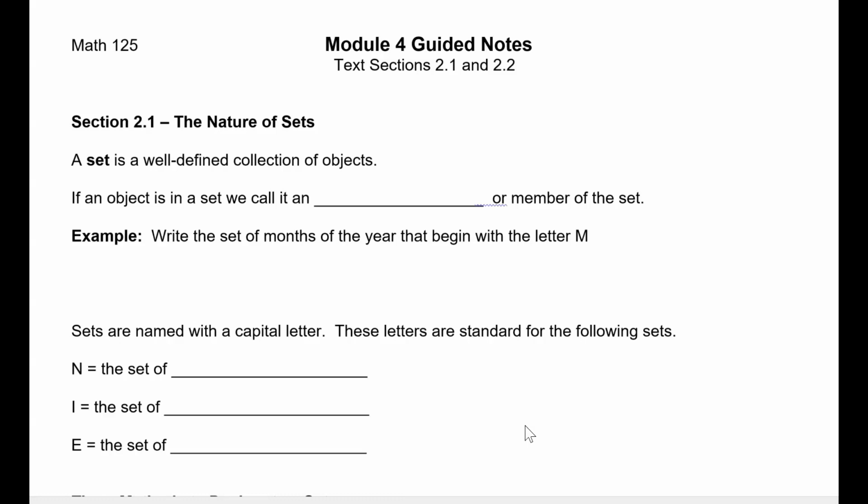And so with sets, what we can do is we can compare these groups. We can contrast these groups. We can see, okay, if one group isn't part of another group, we can put language to that. So anyway, let's just jump in.